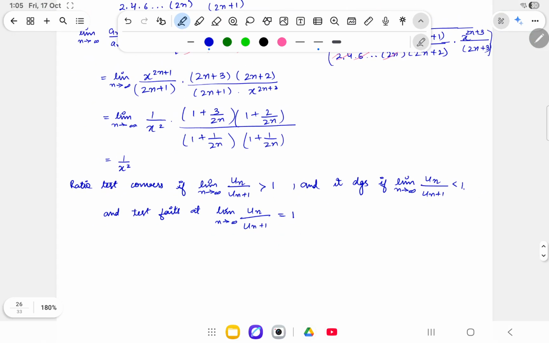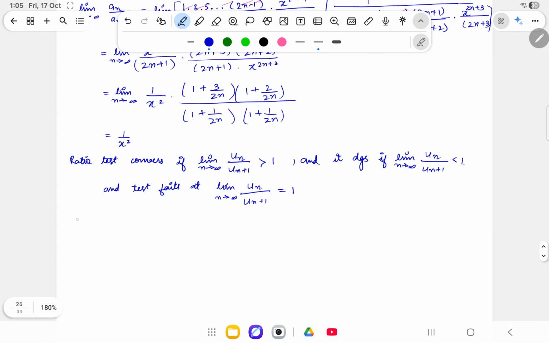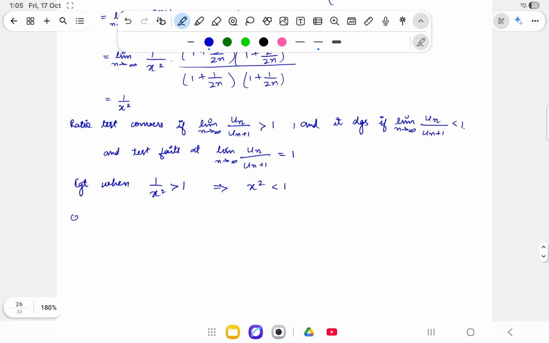Now since we got our limit as 1 by x square, for it to be convergent, 1 by x square must be greater than 1. That means x square is less than 1. It is divergent when 1 by x square is less than 1. That means it is divergent when x square is greater than 1.